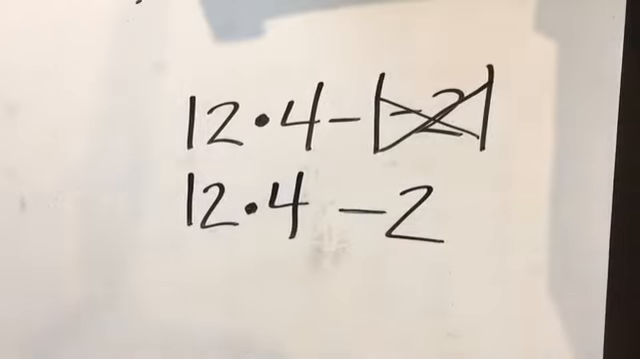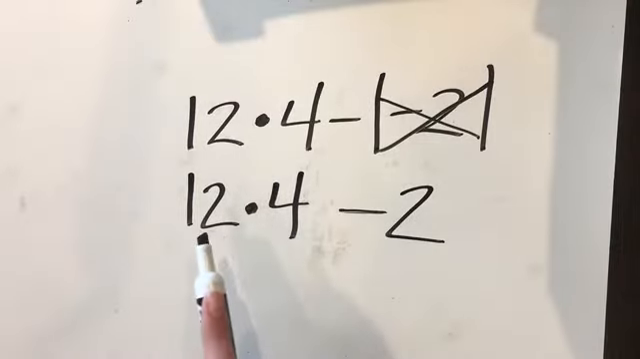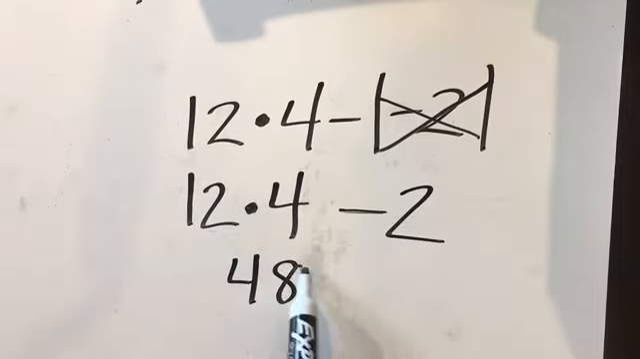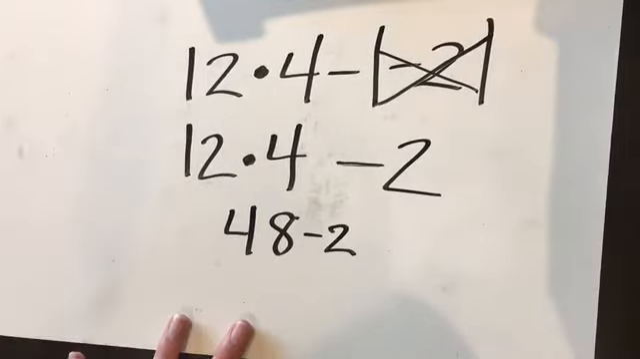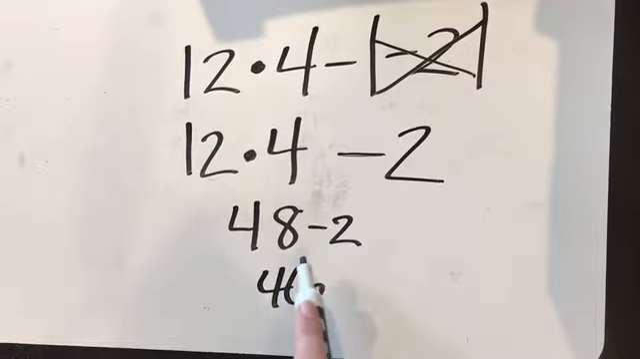Now, following order of operations, what should you do next? Choose carefully. We have multiplication, we have subtraction. Multiplication comes first. 12 times 4 is 48. And bring down the -2. Notice how I'm showing each step. This is what your homework should look like. Show me your work. Show one step at a time, line by line. 48 minus 2 we know is what? 46. And box or circle that answer.